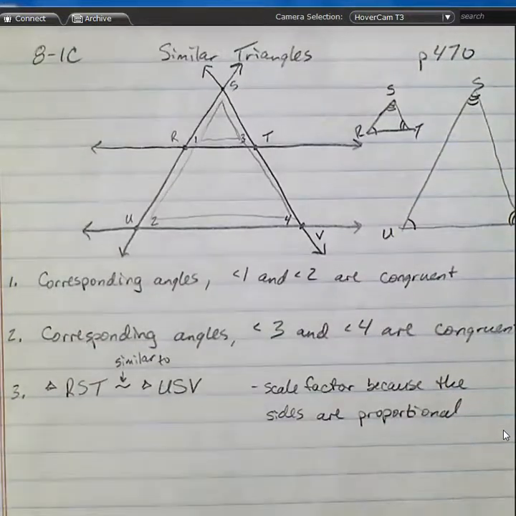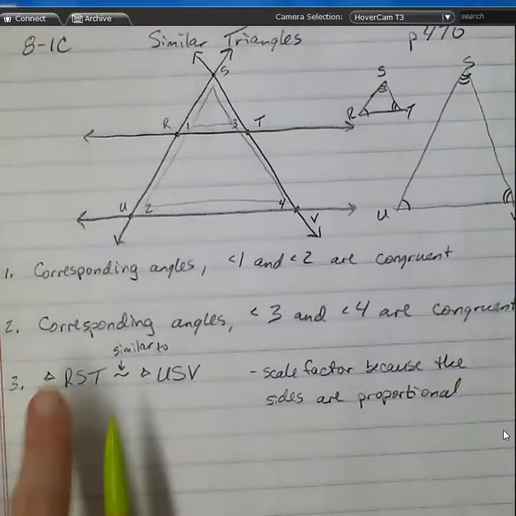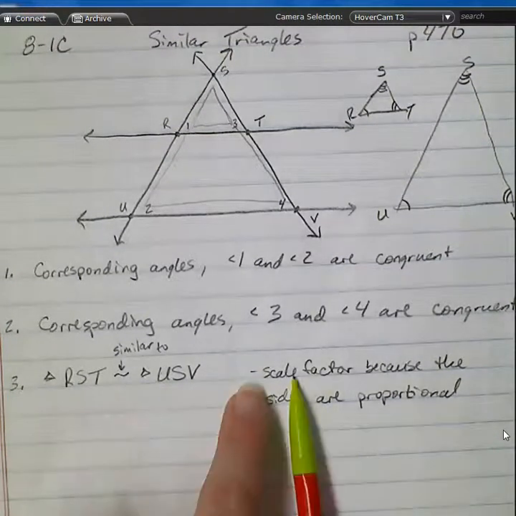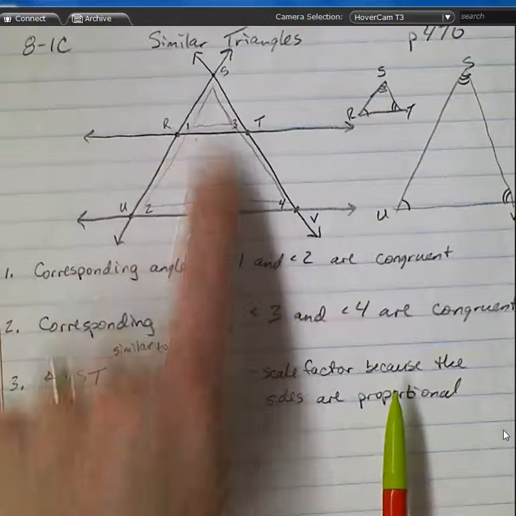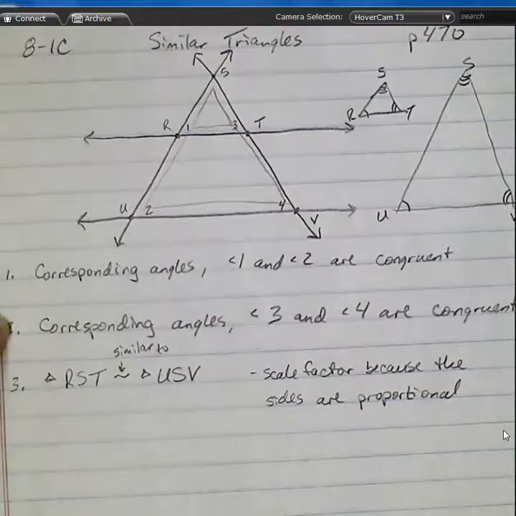So we are finishing up 3. Yep, I stopped it a little bit early. We talked about it but didn't write it down. We know these are similar because there's a scale factor, because the sides are proportional based on parallel lines. And what else do we know? What else did we prove here?